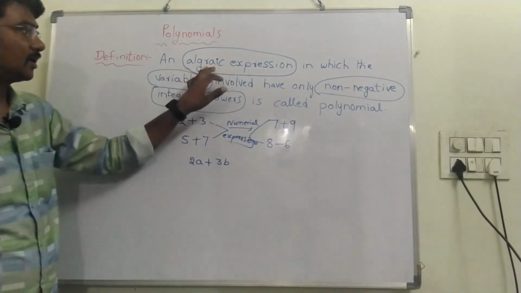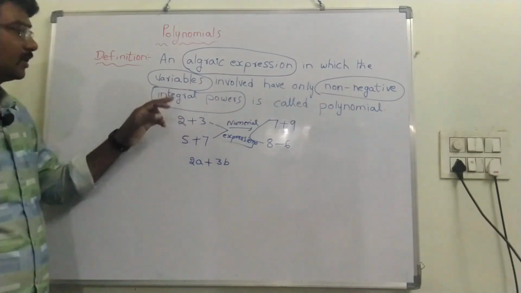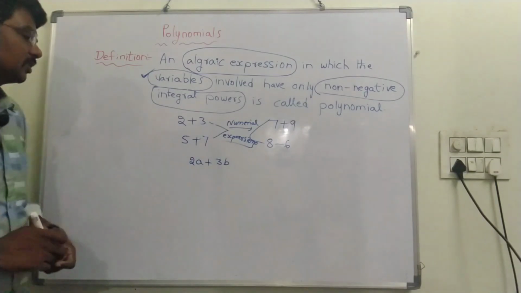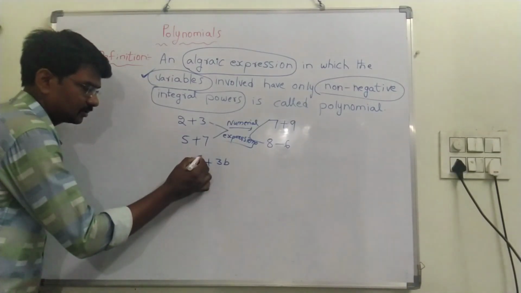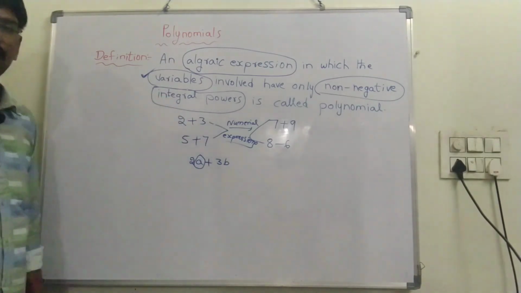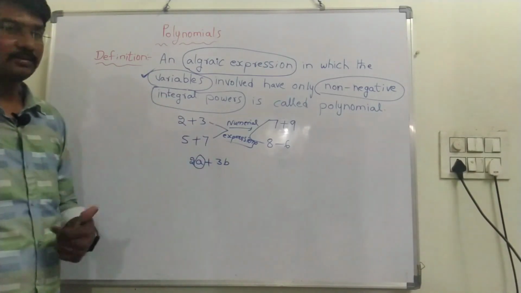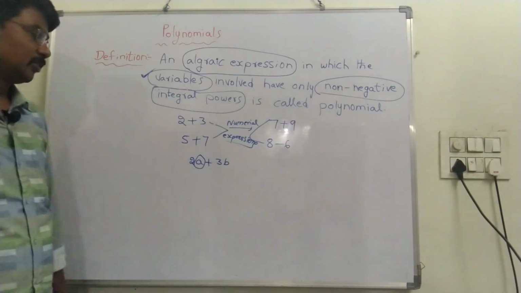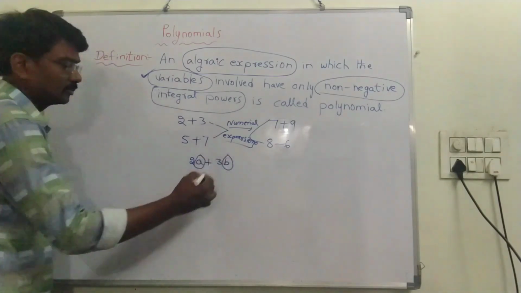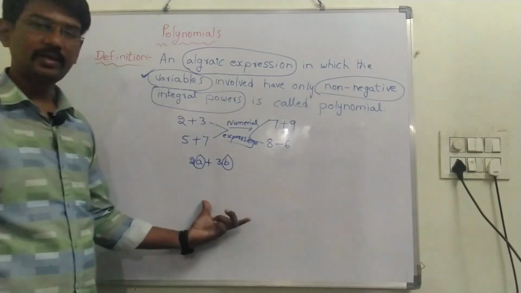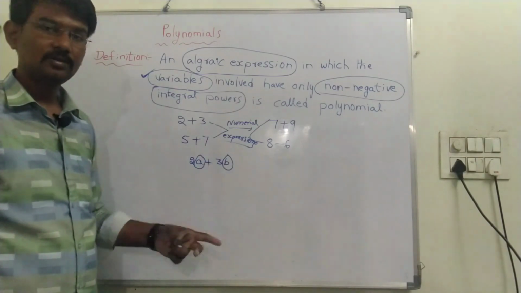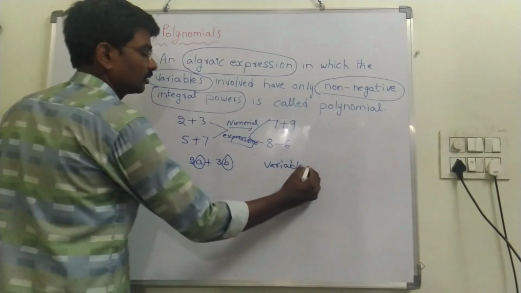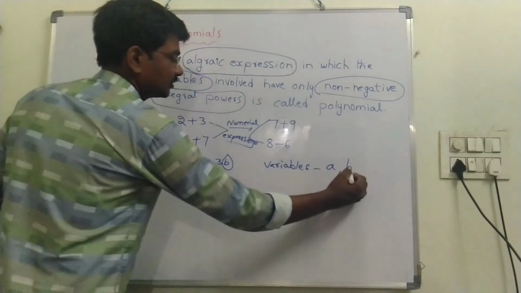Along with this algebraic expression word, let us focus on variable also. Variable means this alphabetical letter. This letter is called a variable. This letter is also called a variable. How many variables are involved in this expression? 2 variables. One is a and another one is b.